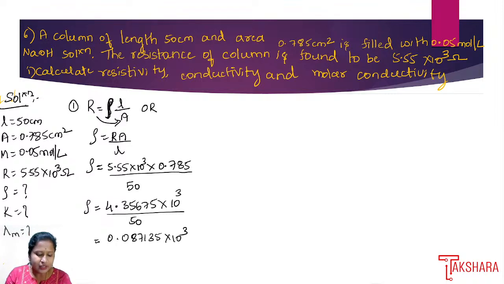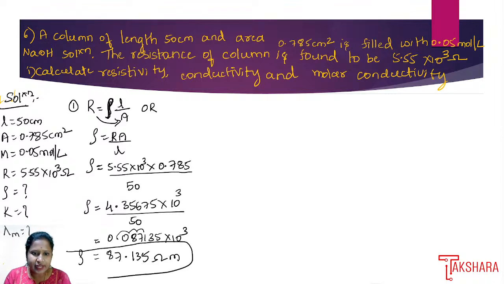Now we shift the power of 10. Since we have 10 to the power plus 3, shifting the decimal from left to right by three places, we get the answer 87.135. So resistivity rho is equal to 87.135 ohm per centimeter is the answer for the resistivity. So the resistivity part is done.